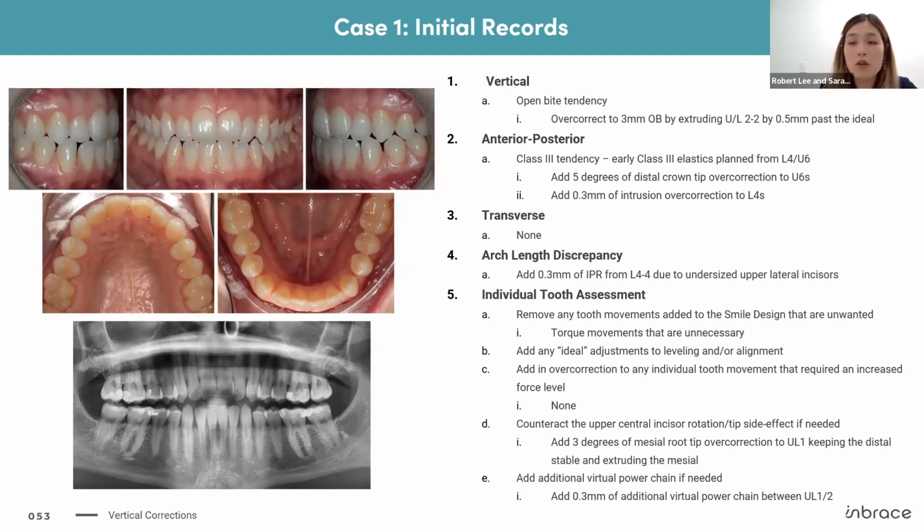Essentially, everything that I just went over in that individual tooth assessment will be overcorrected for you if you decide to opt into IFS. So those are things that you would no longer need to worry about. But again, the first three, the vertical, AP, and transverse, definitely must be added into your smile design.